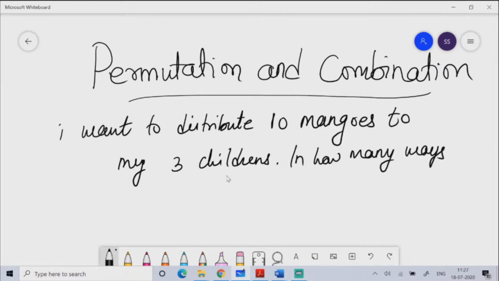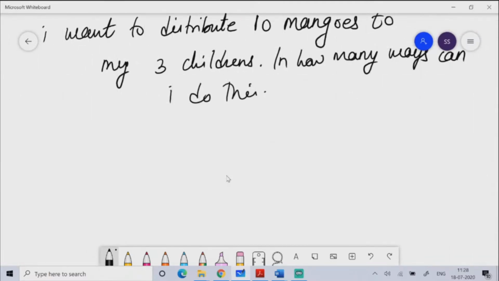In how many ways can I do this? This is a very basic problem on numbers. If you want to solve this question, you will take time, and you'll think about drawing cases. What all the possible cases can you draw? You'll develop cases to solve this question.